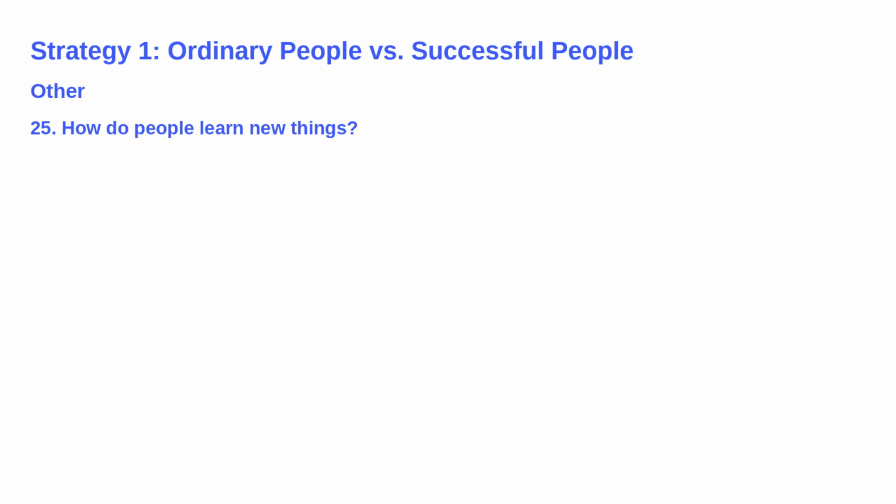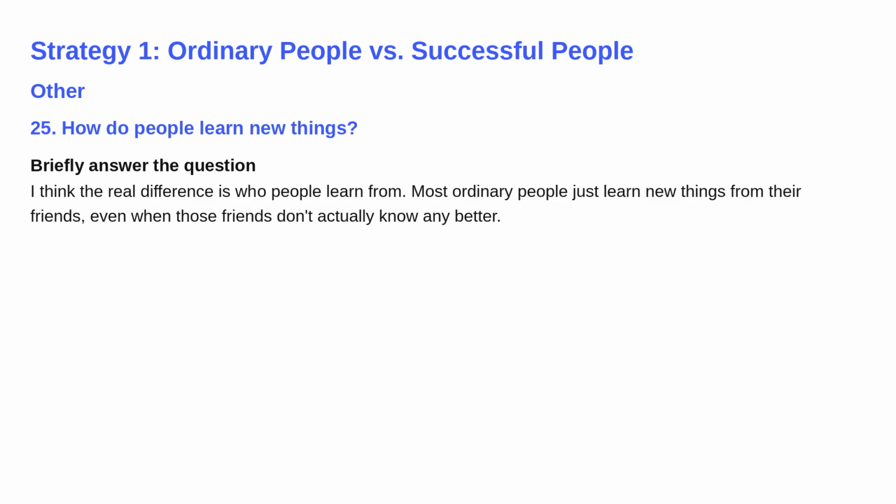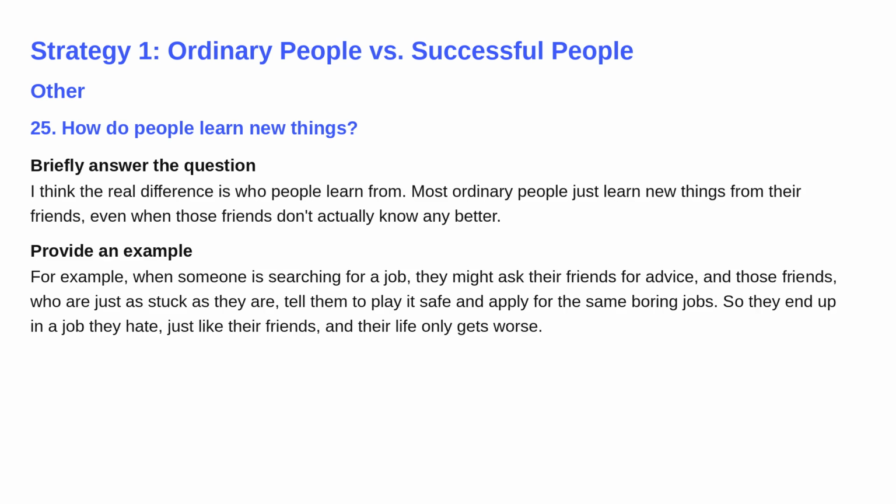How do people learn new things? I think the real difference is who people learn from. Most ordinary people just learn new things from their friends, even when those friends don't actually know any better. For example, when someone is searching for a job, they might ask their friends for advice, and those friends, who are just as stuck as they are, tell them to play it safe and apply for the same boring jobs. So they end up in a job they hate, just like their friends, and their life only gets worse.